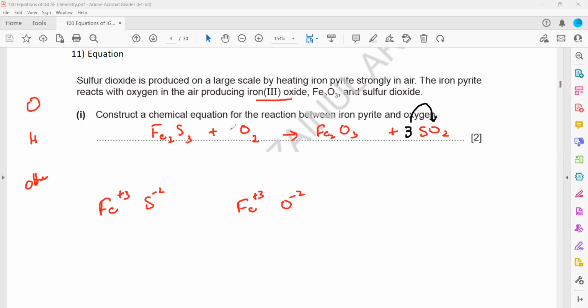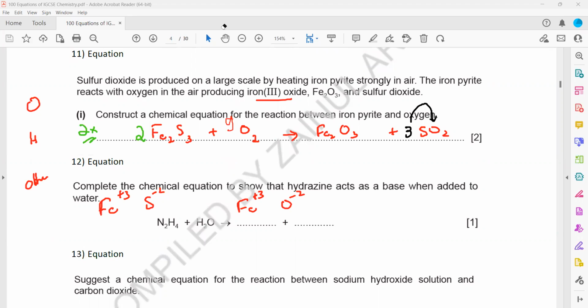How can we have 9 oxygen here? So it will be 9 by 2. What we can do, if we write it as a fraction, that is fine. Or you can multiply all of them by 2. So when you multiply all of them by 2, this will be 2, this will turn out to be 9, this will be 9, this will be 2, and this will be 6.